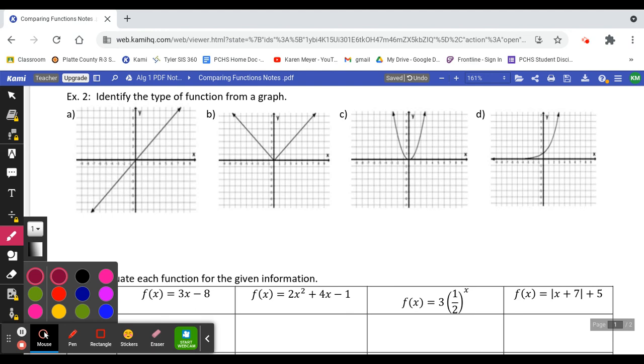Instead of identifying the type from an equation, now let's look at a picture. So look at these four pictures and write down, do you think it's linear, quadratic, absolute value, or exponential? Straight line is linear. V-shape is absolute value. U-shape is quadratic. And a curved line graph here is exponential.